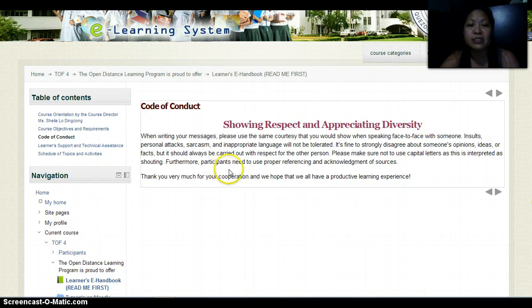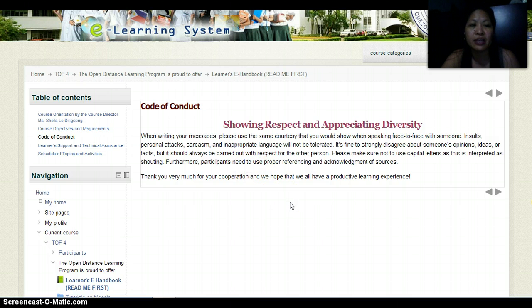Furthermore, participants need to use proper referencing and acknowledgement of sources. Okay, so we all know how to cite our sources, so please bear this in mind. It's very easy to copy and paste online, but on the other hand, it's also very easy to check if you copied or pasted and didn't acknowledge your source. Okay, so thank you very much for your cooperation on this, and we hope that you will all have a productive learning experience.